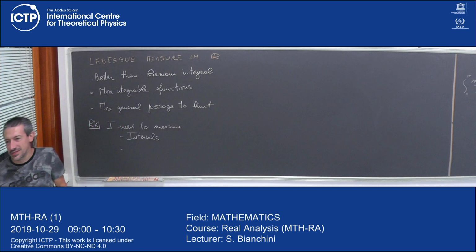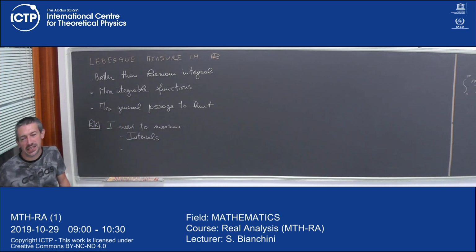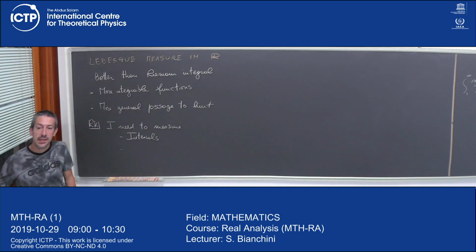How many unions? 2, 3, finitely many. But wait a minute, you are cheating, because you already know the theory. Finitely many is okay, because if I want to compute the area of this thing, I need this length plus that length plus that length. So finitely many is okay. Is it okay for you to take countably many? Does it feel natural, or why should I do that?